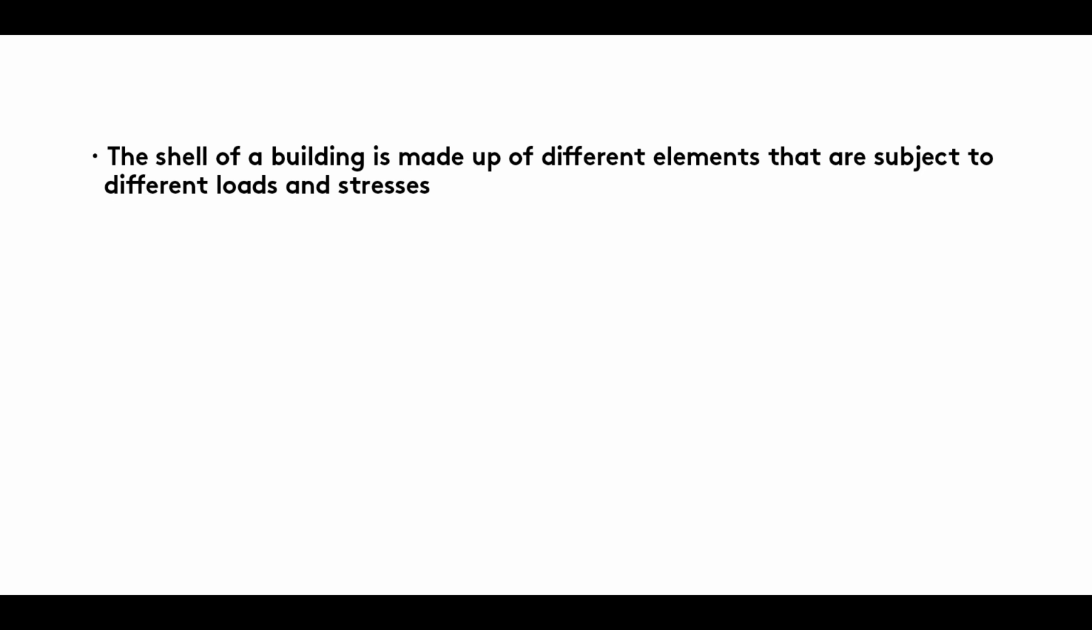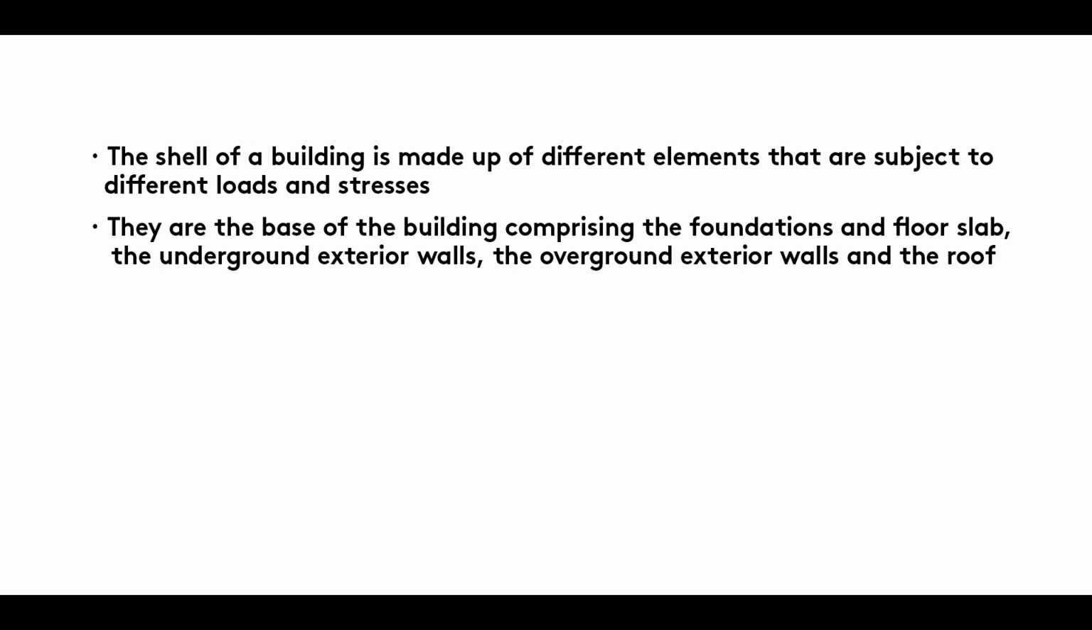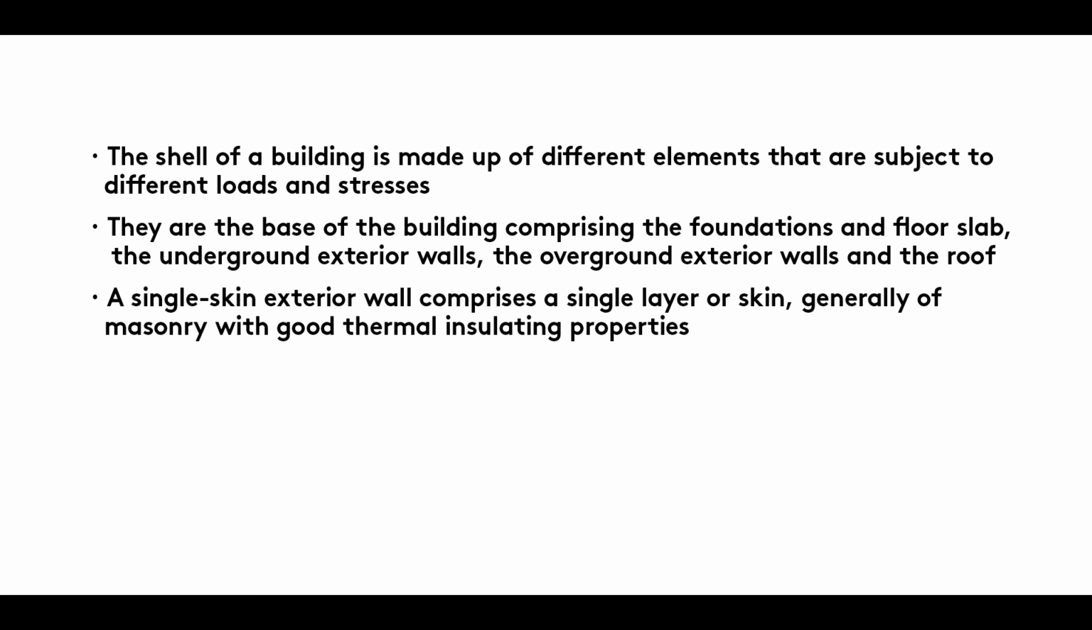Summary: the shell of a building is made up of different elements that are subject to different loads and stresses. They are the base of the building, comprising the foundations and floor slab, the underground exterior walls, the overground exterior walls, and the roof. A single skin exterior wall comprises a single layer or skin, generally of masonry, with good thermal insulating properties.